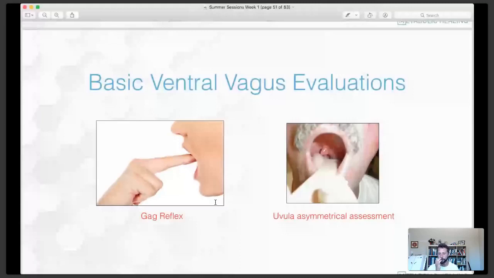The vagus is the 10th cranial nerve. So this is one thing to be looking out for. People that have had head trauma, concussions, you better believe that the vagus is going to be involved.